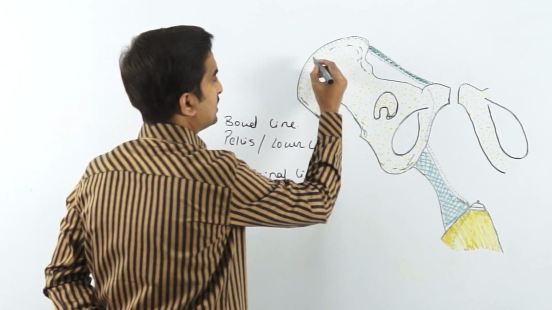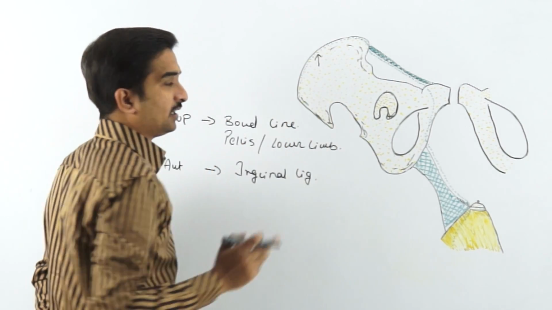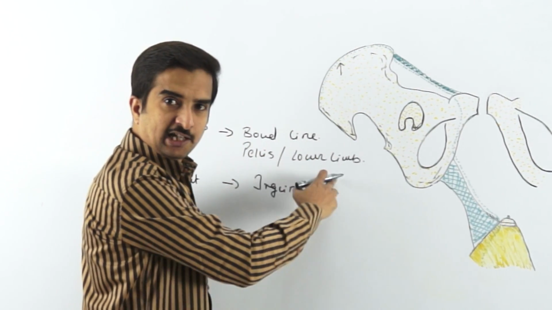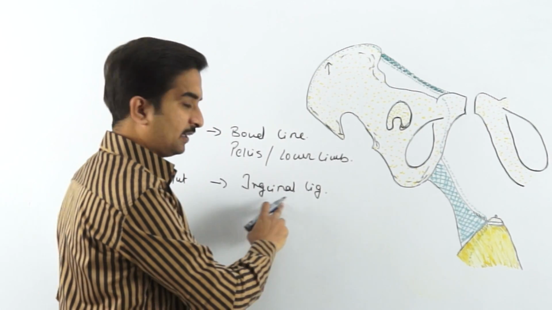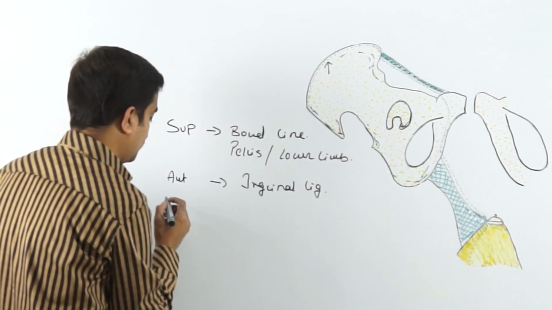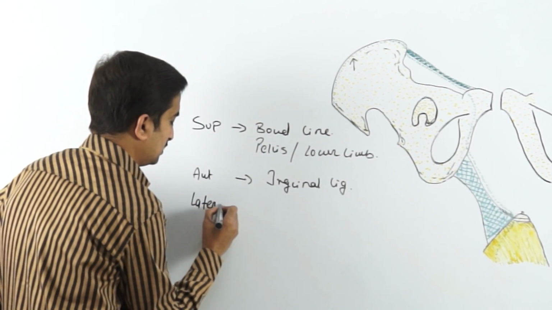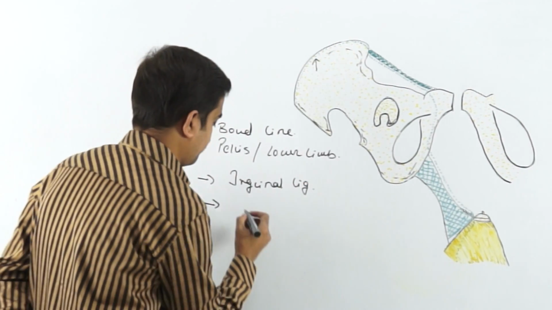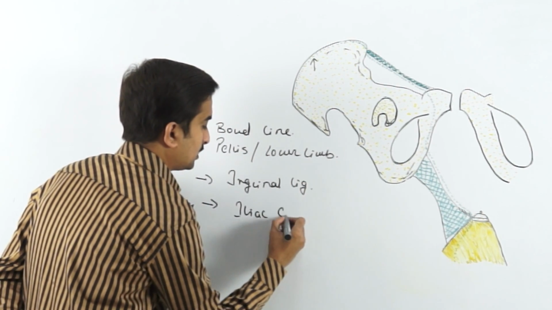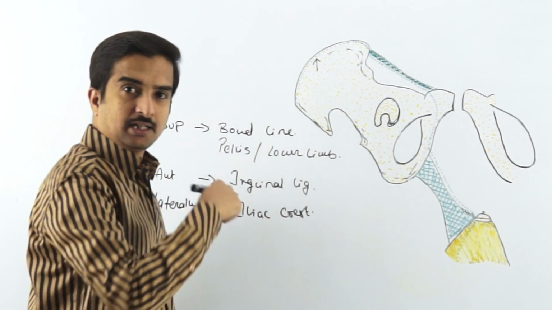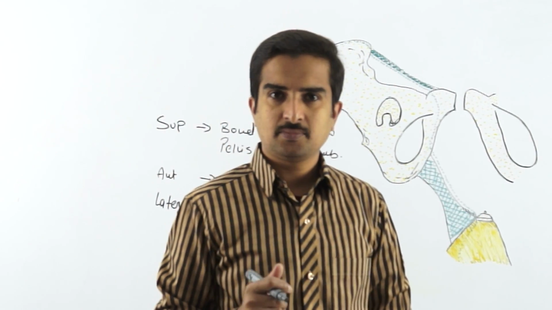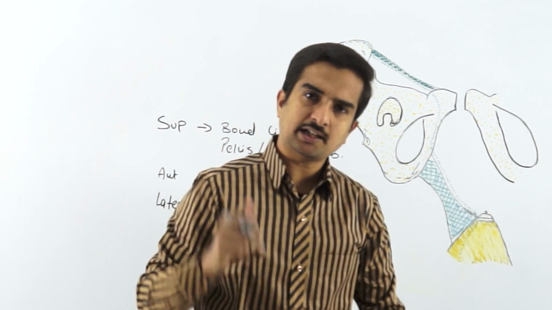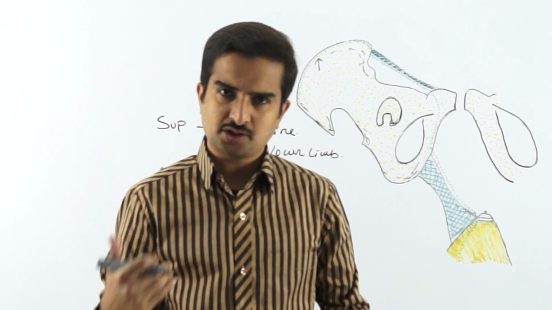Here you can see the dotted line is the attachment of the fascia lata. Superiorly it is attached to the boundary line between the pelvis and lower limb. Anteriorly it is attached to the inguinal ligament. And if you see laterally, it attaches to the iliac crest, and from there it reaches posteriorly.